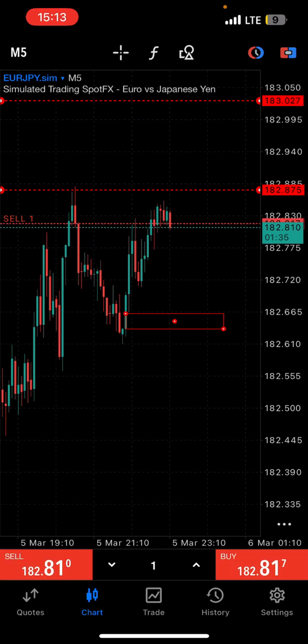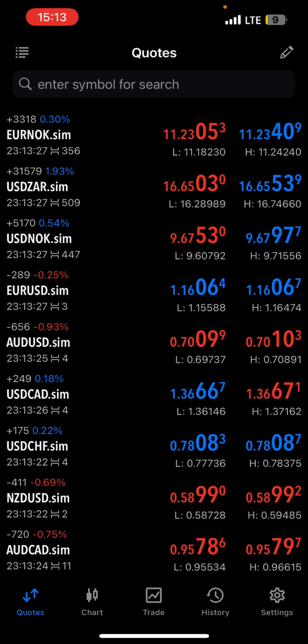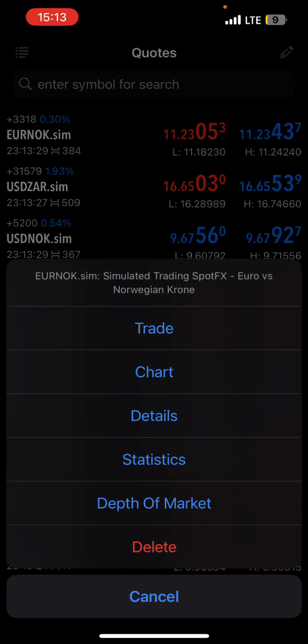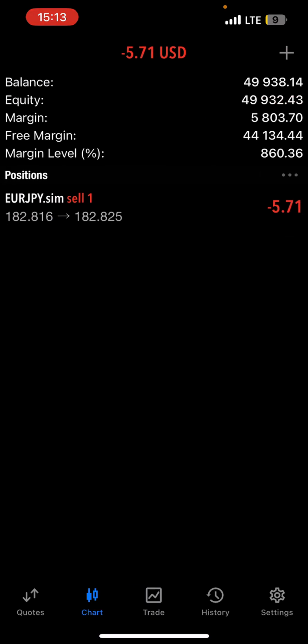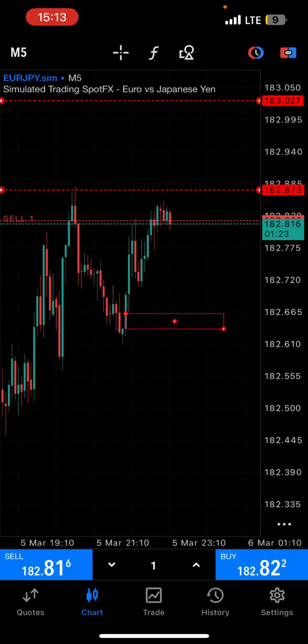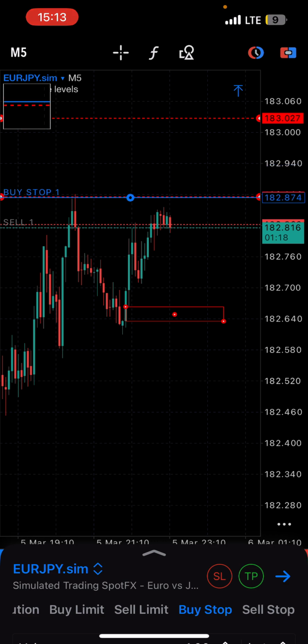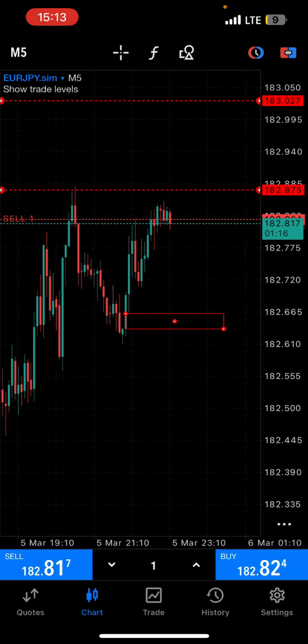MetaTrader's real simple, real easy. You could even do it from the quotes side. You click on your pair and you click trade and it'll take you to this screen. There's a bunch of different ways you can do it. I do it straight from the chart because it's the easiest, it's the most simple. You got buy and sell buttons right on the chart. If you want to put a special kind of order where you're making more of a prediction, price is going to go here and then do this.